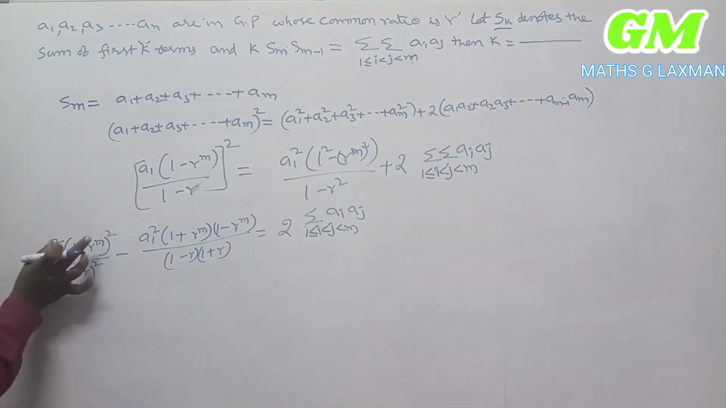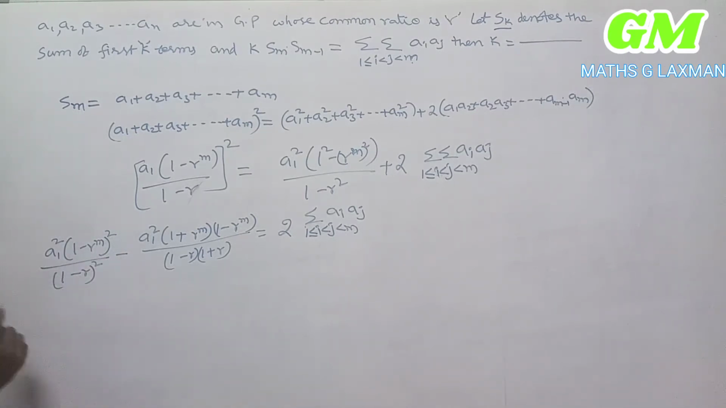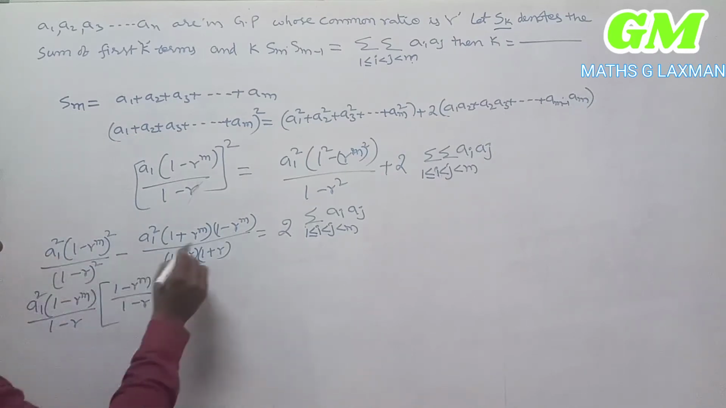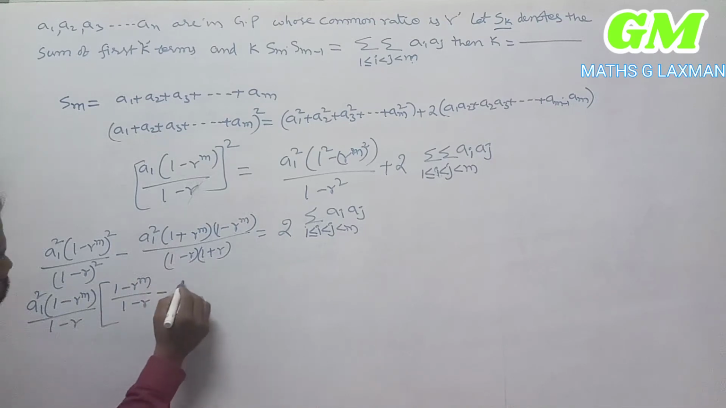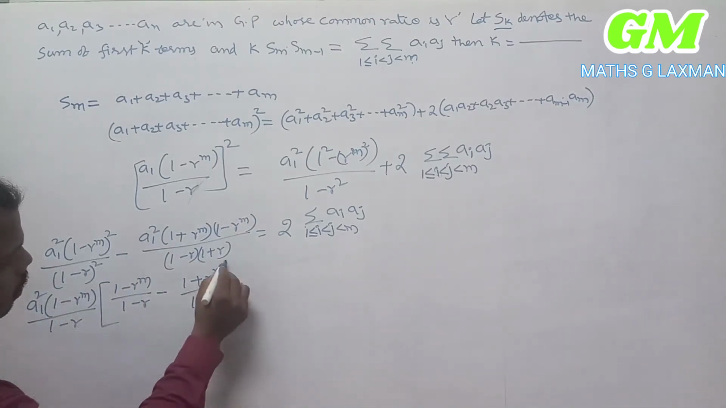Here a1 square times (1 minus r^m) whole square is there. So we can take a1 square as a common factor, (1 minus r^m), divided by, here 1 minus r taken as a common. So here what is left over is (1 minus r^m) by (1 minus r), minus, here (1 minus r^m) we can take as a common. Then what is left over here? (1 plus r^m) divided by (1 plus r).